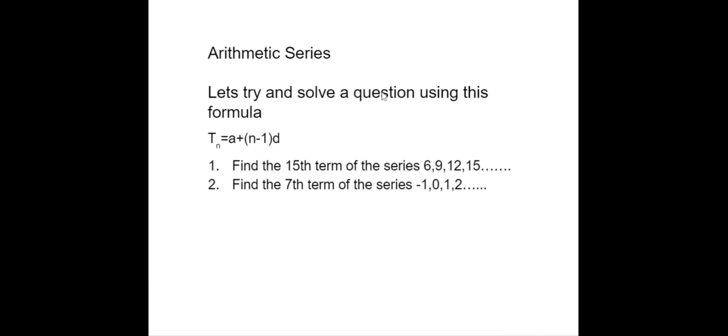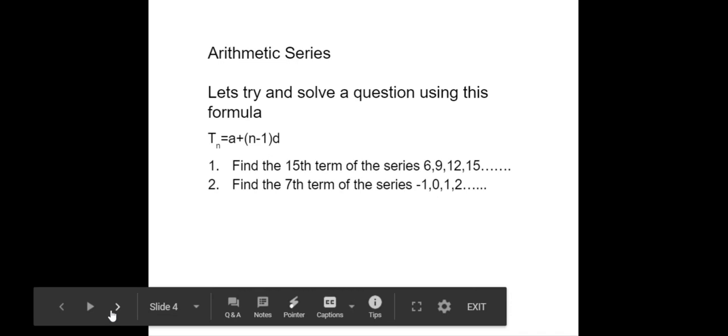Now let's try and solve a question using this formula, Tn equals a plus (n minus 1)d. Find the 15th term of the series, which starts with 6, 9, 12, and 15. So 6 is your first term, and the common difference is always, remember, the second term take away the first term. So that's the d, which is 3 in this case. And n is the 15th term that we are going to be finding.